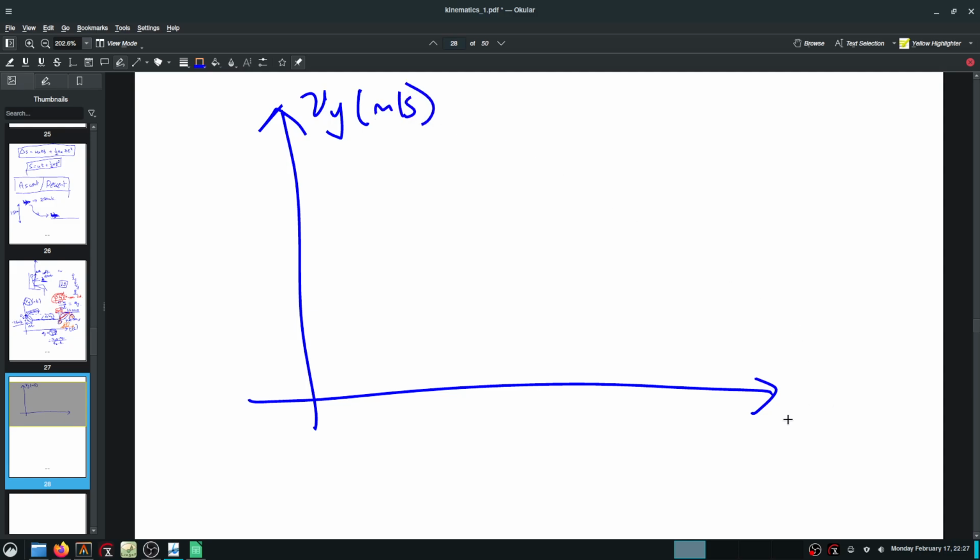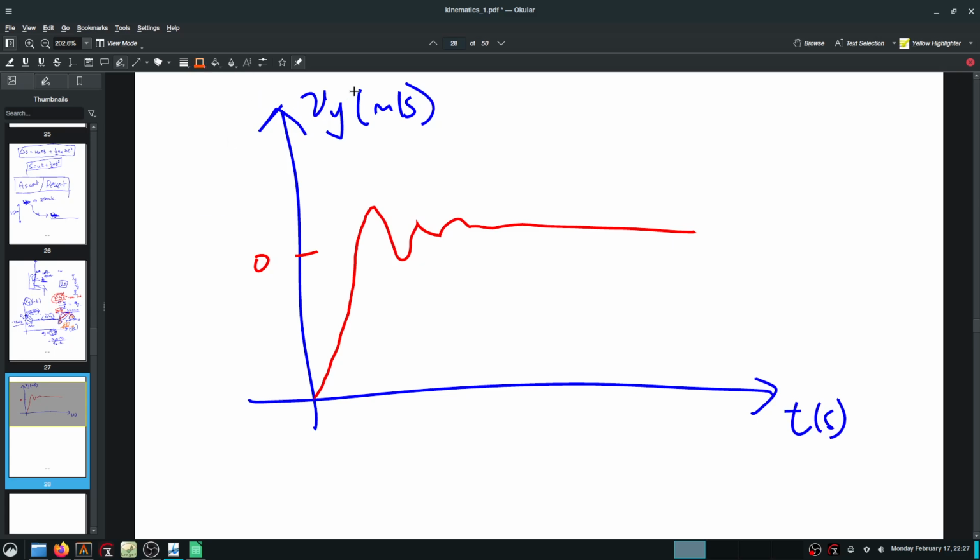Okay, vy in meters per second, t in seconds. So let's draw the realistic deceleration. You start at negative, and then you start to go your way up to 0, and then you start bumping your way around until it reaches 0. Okay, poorly drawn graph, but hopefully you get the idea of what I'm trying to say.